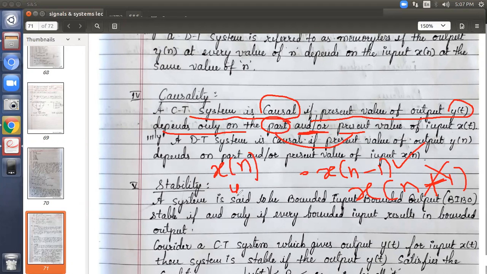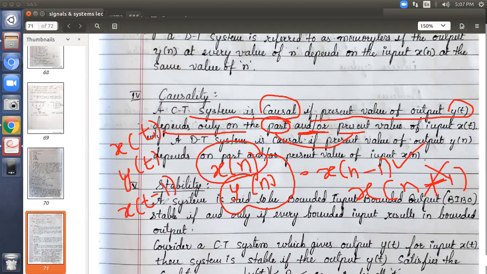x of n, y of n. अगर आपका input currently x of n है, so current output y of n रहेगा. I am talking about discrete. Similarly you can tell for continuous also. अगर आपका input x of t है, आपका output y of t रहेगा. अगर input delayed version है, so past, right, memory है, then also it is called causal. But this is not allowed. Futuristic value, this is not allowed. Okay, so I hope you understood causality property.